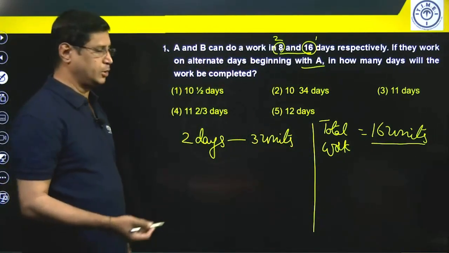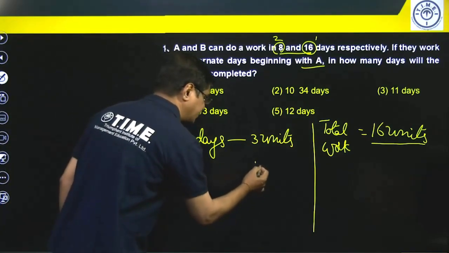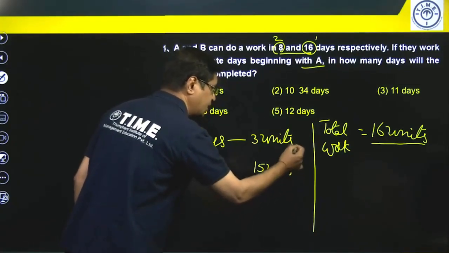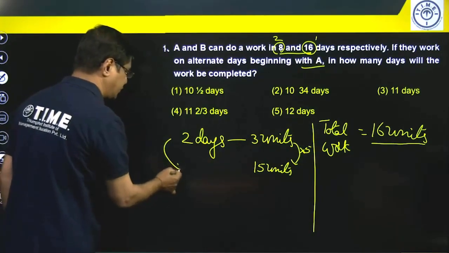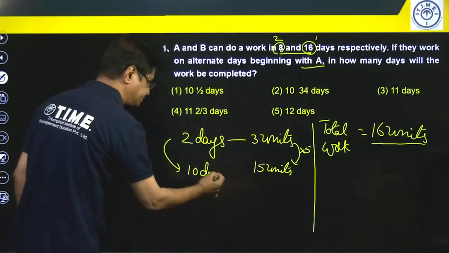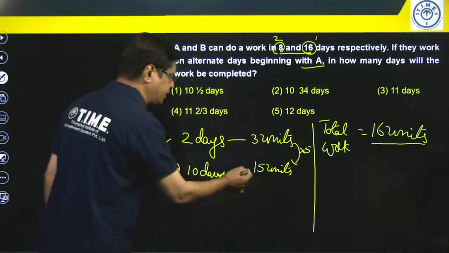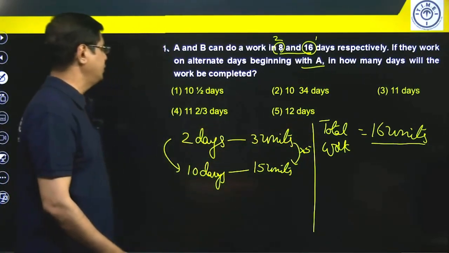What is the nearest multiple? 15. How many times of 3 is equal to 15? 5 times. 5 times of 3 is equal to 15. So just observe the 5 times of this value. 5 times of 2, that is 10 days. What about this? 10 days, 15 units completed out of 16. What is the remaining? Remaining is equal to 1 unit.